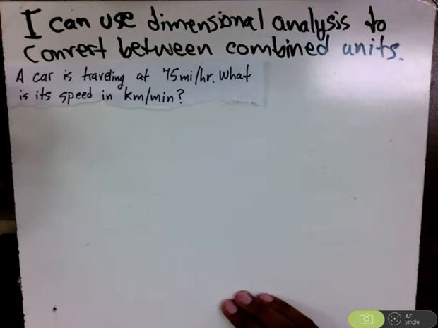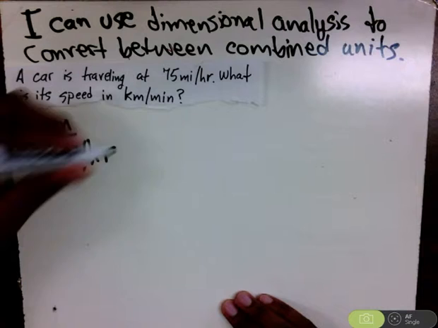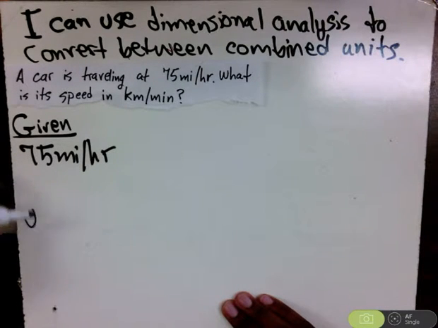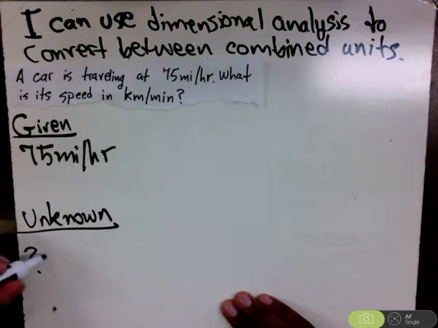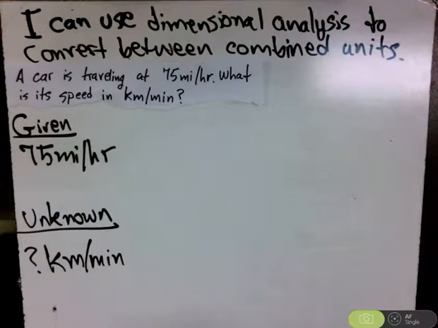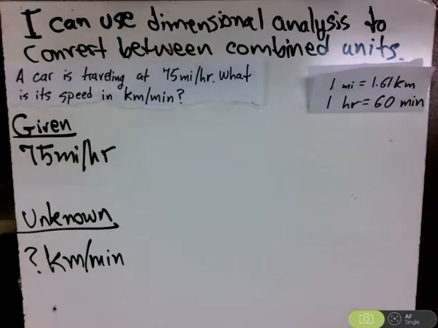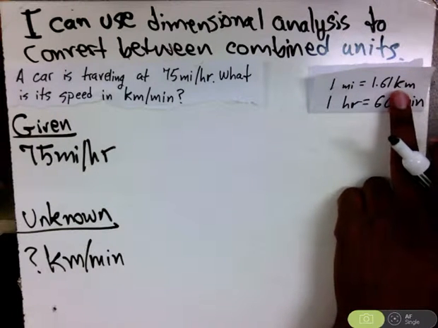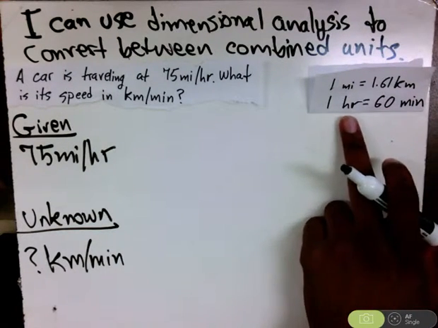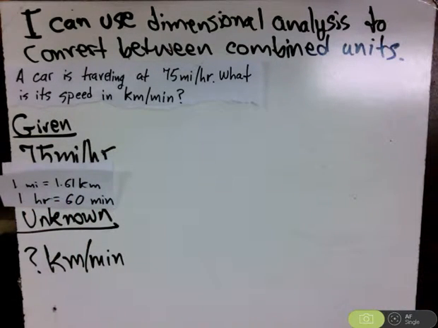So as always, we write down our given quantities. Given, we have 75 miles per hour. And our unknown quantity is going to be, what is it in kilometers per minute? And also, what is given to us are the conversion factors between miles and kilometers and hours and minutes. 1 mile is equal to 1.61 kilometers, and 1 hour is equal to 60 minutes. So I can put that with our given quantity.